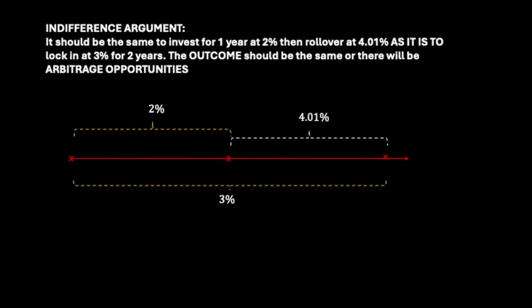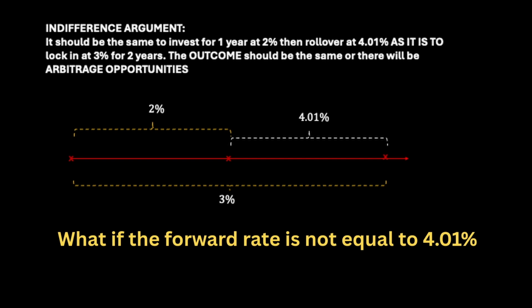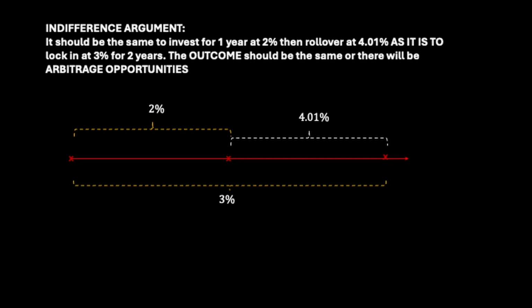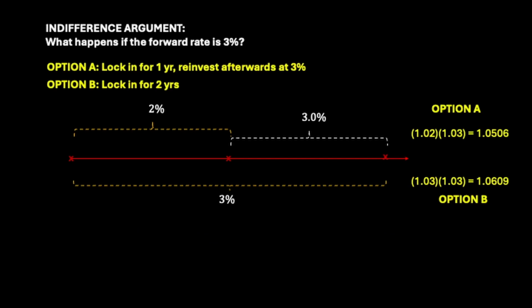Now suppose that markets can actually transact at the forward rate F. Now what happens if F is not equal to 4.01%? Let's consider two scenarios, F at 3% and F at 5%. F at 3%. Here one can see that the accumulation with a rollover is lower than if you had locked in for 2 years. This means option A is cheaper to borrow from than option B. So you fund from A, then invest in B.